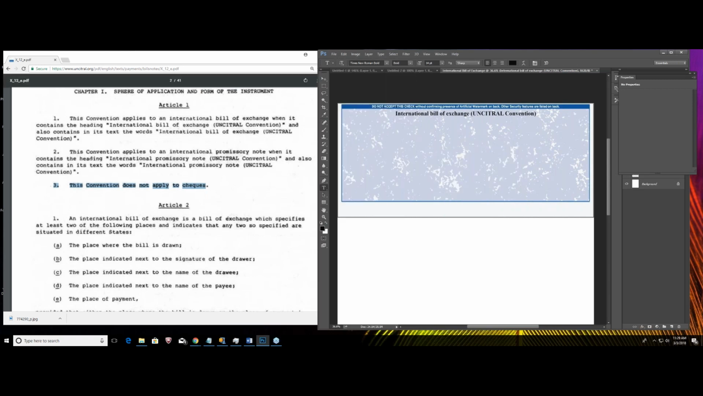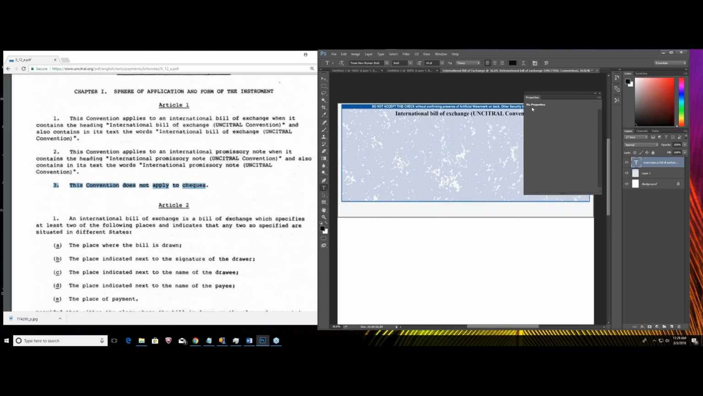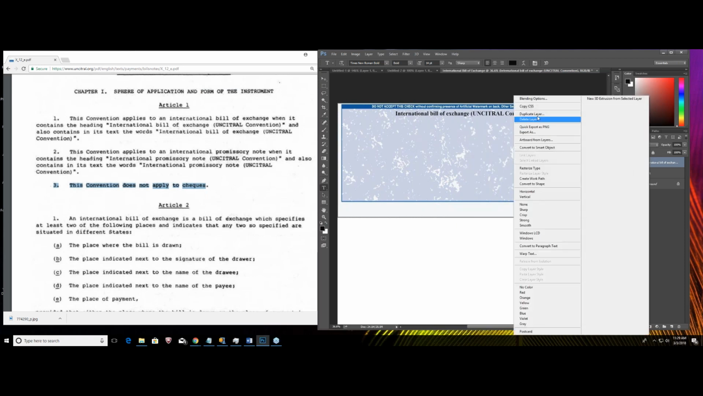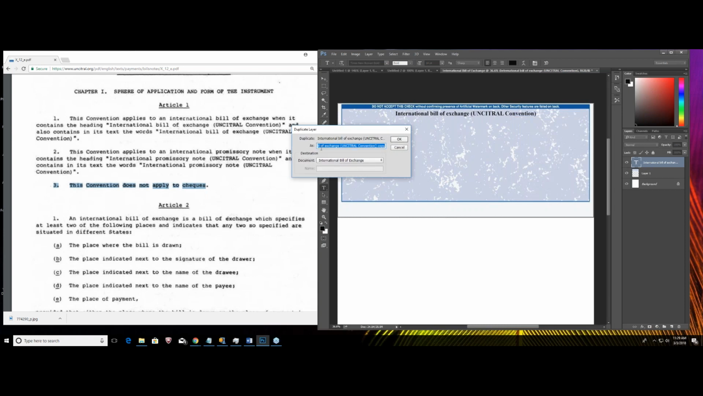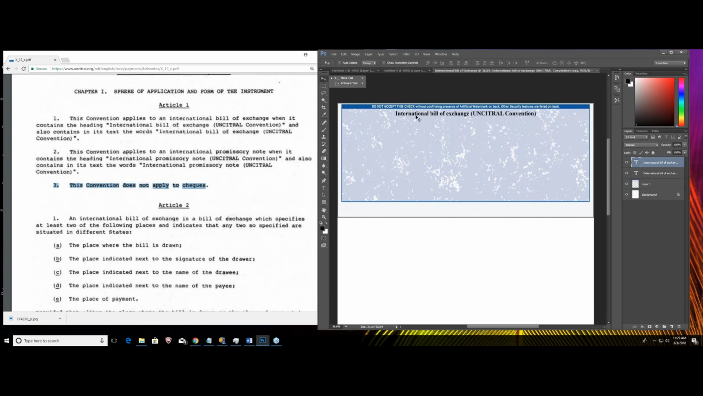I don't have to paste it again. I can go over here to my settings. Let me get all this stuff out of the way. All right, right here, just right click on this, click duplicate layer and click OK. Hit my move tool and just pull down.